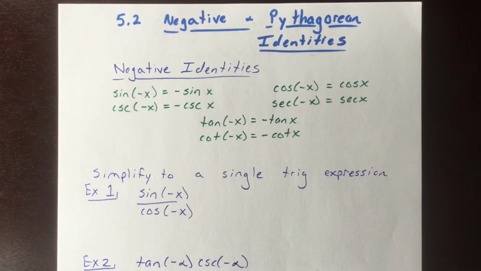Here we are with another video. We're going to look at negative and Pythagorean identities.